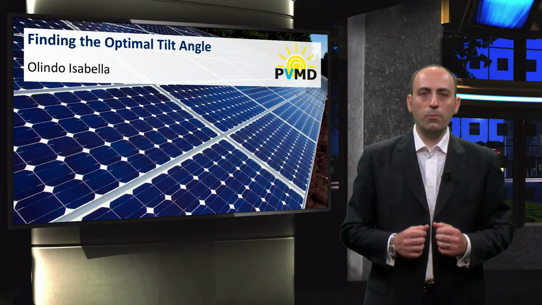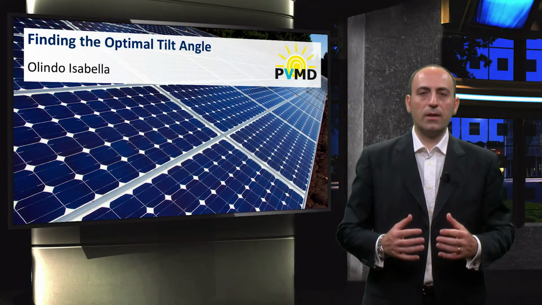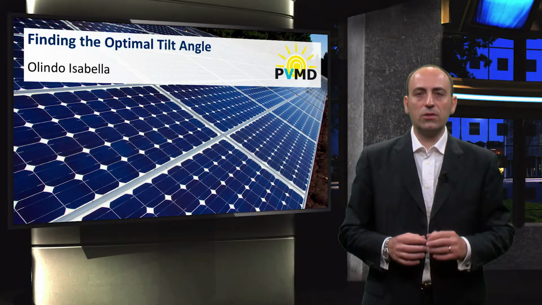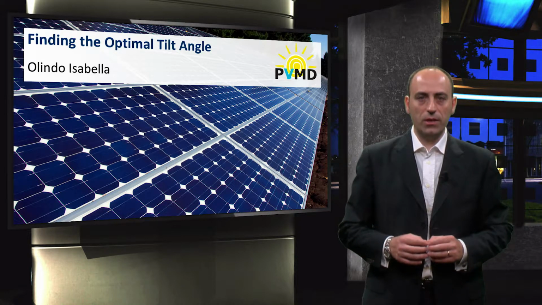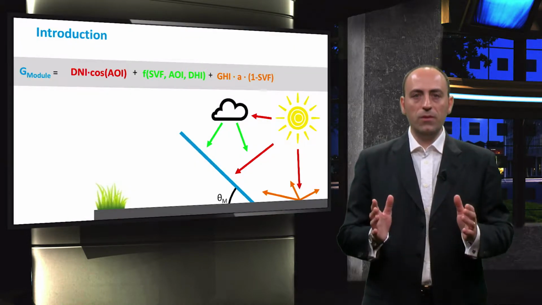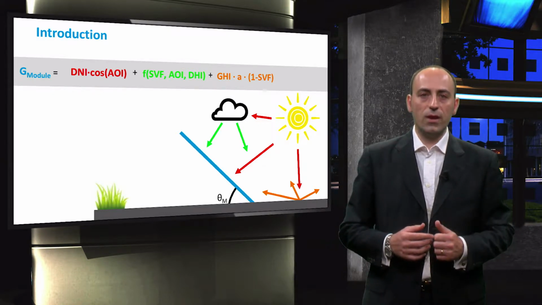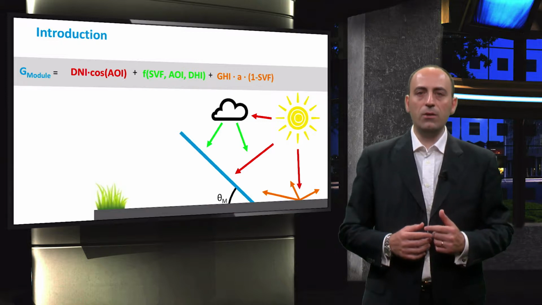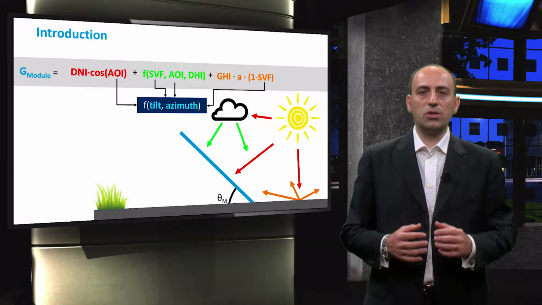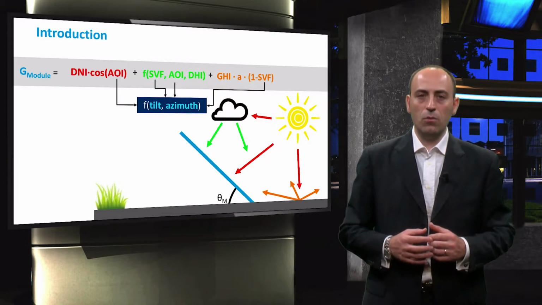In order to optimize the performance of our solar panels, we need to point them in the direction that maximizes the incident irradiation. In the previous video, we discussed the three different components of light: direct in red, diffuse in green, and albedo in orange. We derived the expressions for these components as a function of the tilt and azimuth angle of the PV module.